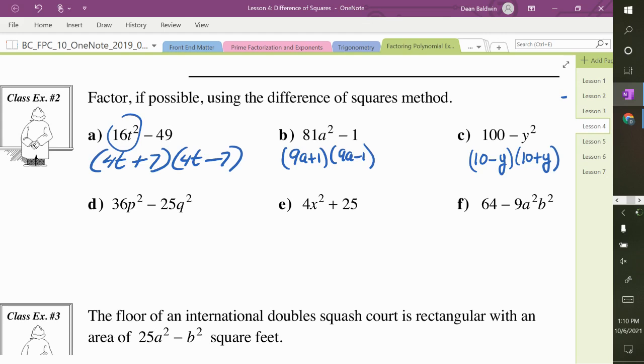D. Can you square root 36? Can you square root p squared? Can you square root 25? Can you square root q squared? So what do you get? 6p.